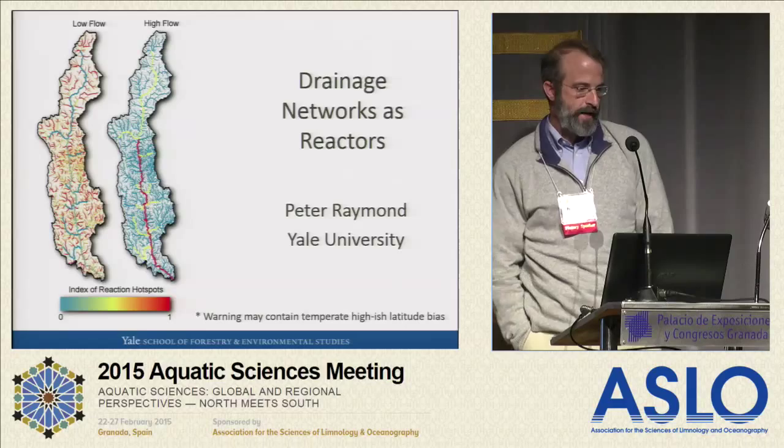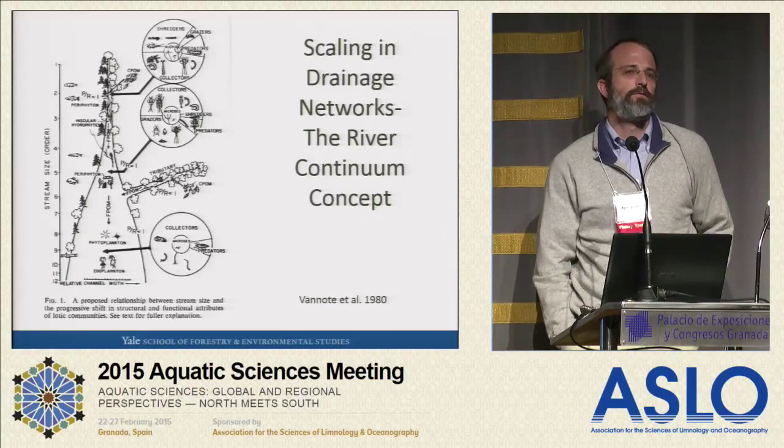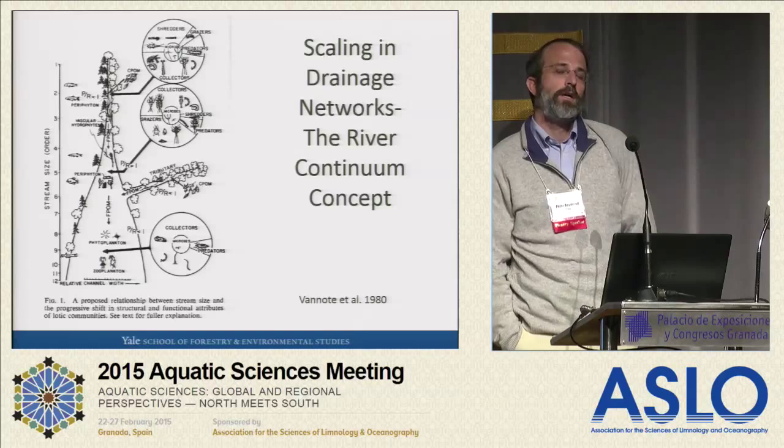So we're going to talk about drainage networks as reactors, and this is going to be a concept talk. It's going to be sort of defining my research over the next few years instead of talking about a lot of my past research. And there's no better way to start a concept talk than to begin with one of the great concept papers in network or watershed ecology, and that is the river continuum concept.